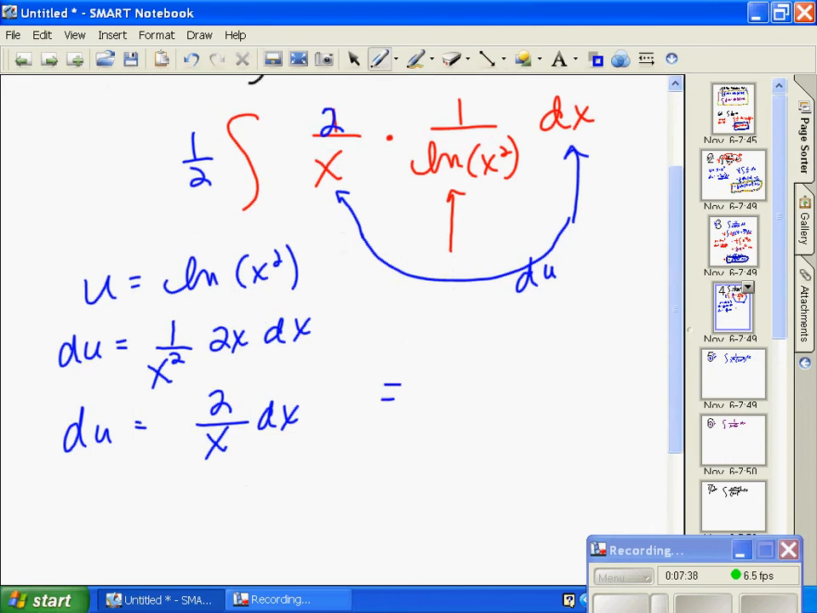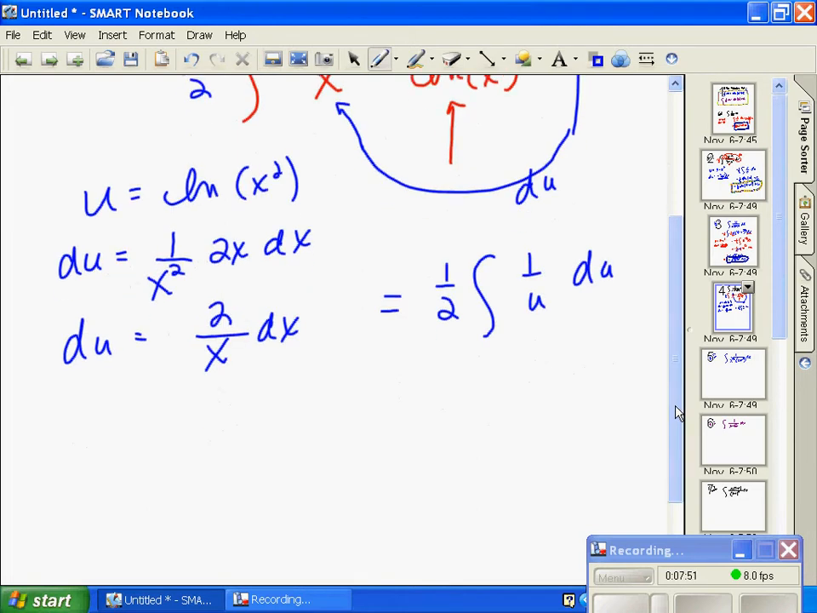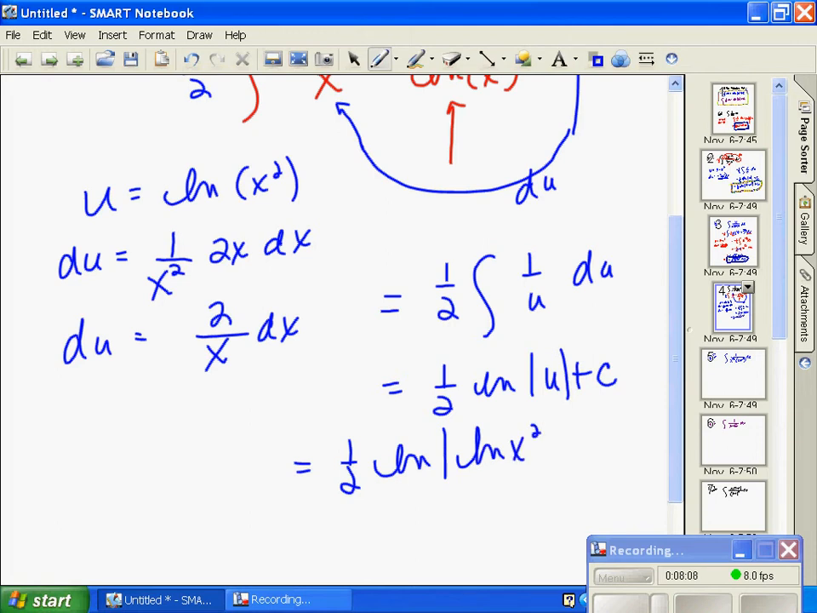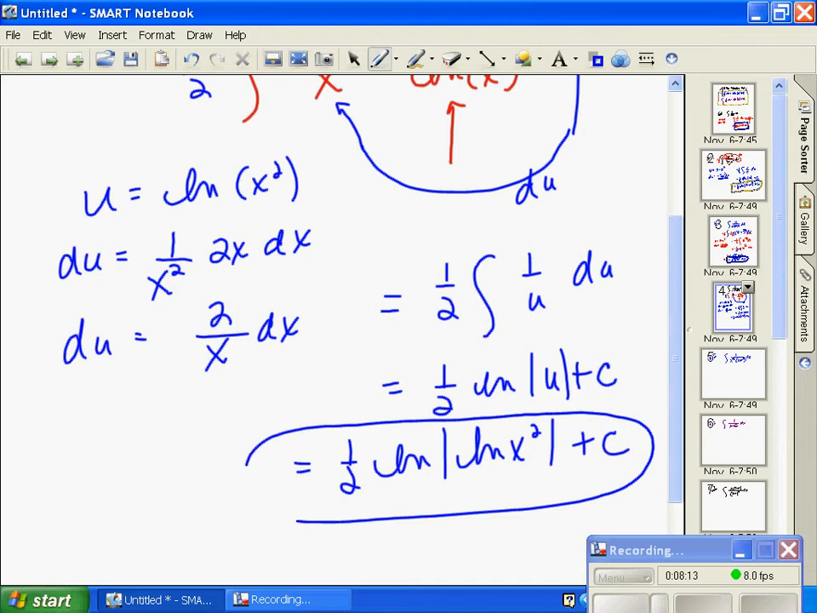So I'm going to rewrite that as my 1/2 integral, then I just have 1 over u du. Well, we now all know that the integral of 1 over u is a natural log of the absolute value of u plus c. So I get 1/2 natural log of the absolute value of, now this looks really strange, the natural log of x squared plus c. There's my answer.